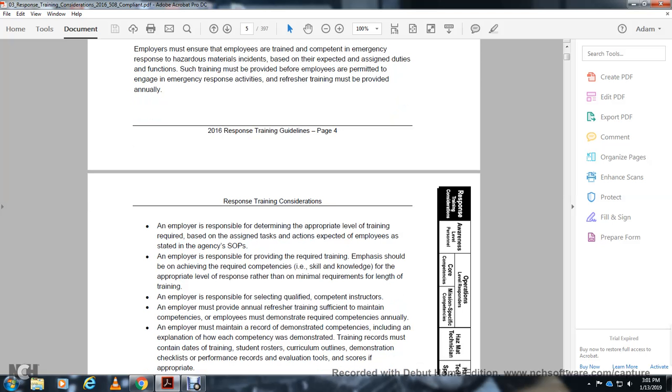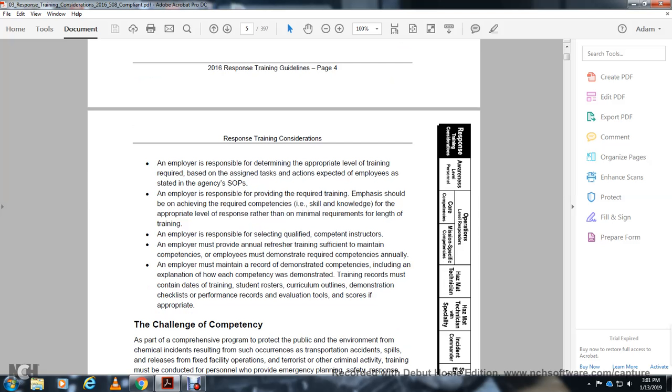The employer must provide annual refresher training sufficient to maintain competency. Employees must demonstrate the required competency annually. An employer must maintain records of the demonstrated competency, including an explanation of how each competency was demonstrated. The training records must contain the training roster, curriculum outlines, demonstrated skills checklists, performance records, and evaluation tools and scores if appropriate.